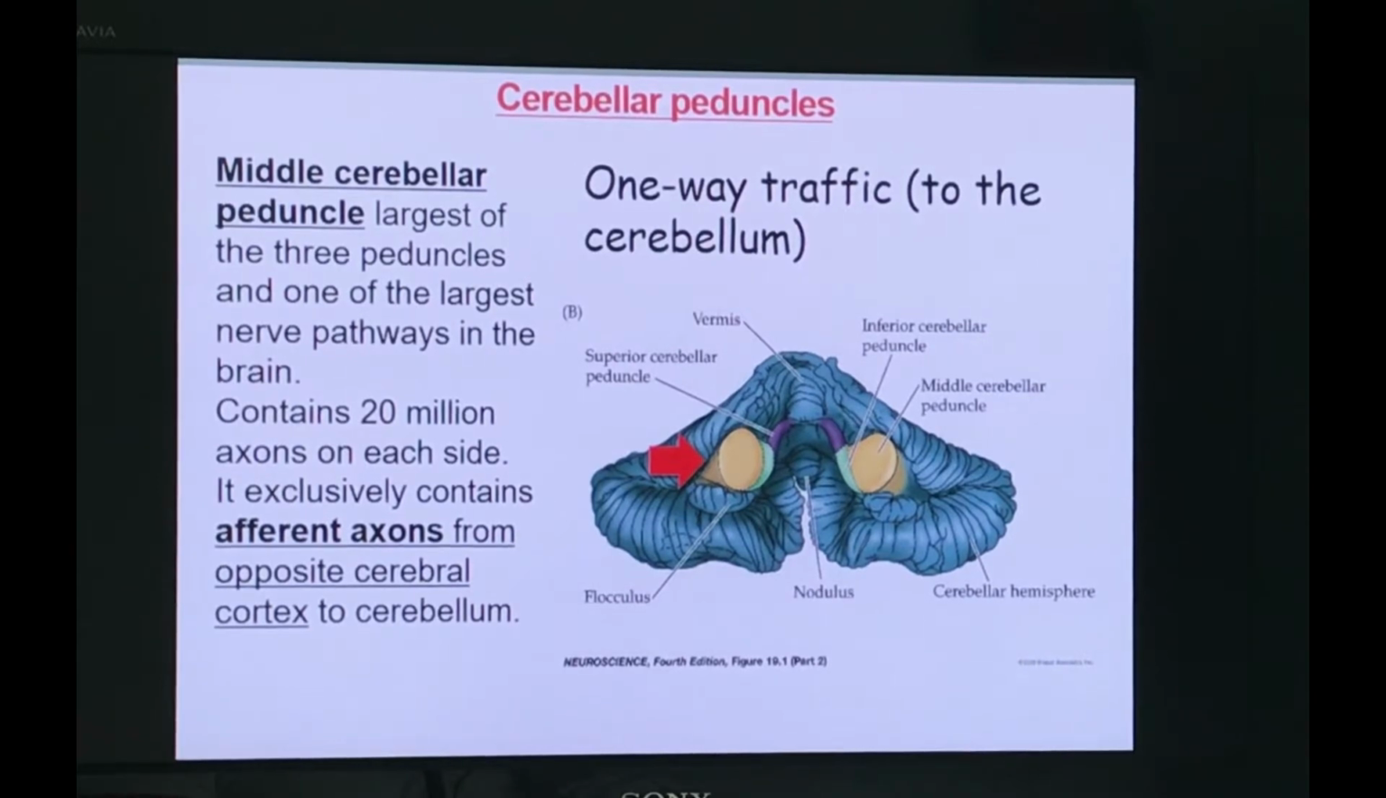It contains around 20 million axons on each side. It exclusively contains afferent axons from the opposite cerebral cortex. Mainly the afferent axons from the opposite cerebral cortex enter, and those are the corticopontine fibers. Once they come to the basilar part of the pons, through the middle cerebellar peduncle they enter the cerebellum.